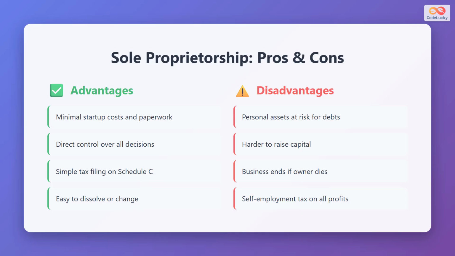On the disadvantage side, personal assets are at risk for business debts and lawsuits. It's harder to raise capital since you can't sell stock or ownership stakes. The business automatically ends if the owner dies or becomes incapacitated. Additionally, owners pay self-employment tax on all profits, which can be substantial.